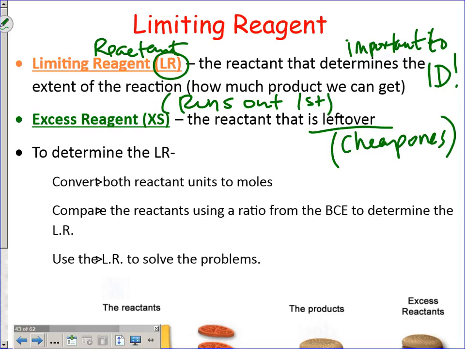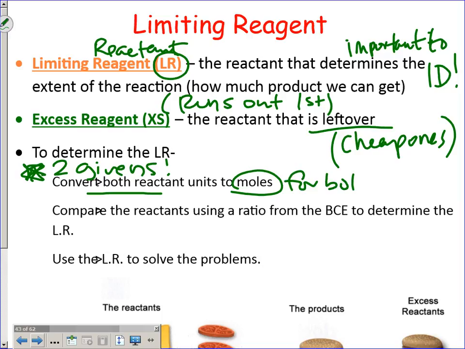The first step in trying to figure out the limiting reactant is to convert both reactants to moles. So this is where now we're going to have two givens. We haven't really had two givens before. We had the whole molarity thing where I'd give you molarity, the concentration, and the liters, but that really was just one thing to get you to the point of moles. At this point, we're going to have two givens where we get to moles for both. So we'll have 2 moles to start with.